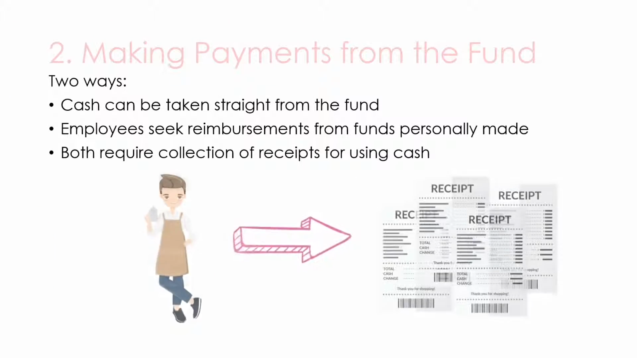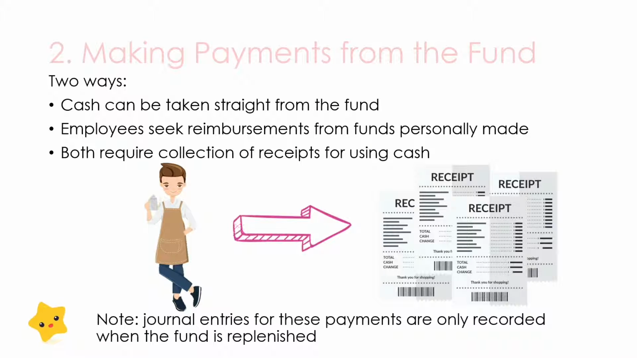Step 2. Making payments from the fund. After the fund is established, the petty cash fund is used for minor expenses. Payments can be made in 2 ways. Cash can be taken straight from the fund to make payment, or employees seek reimbursements from funds personally made. Both cases require Jackson to collect receipts and authorizations for the use of the cash.